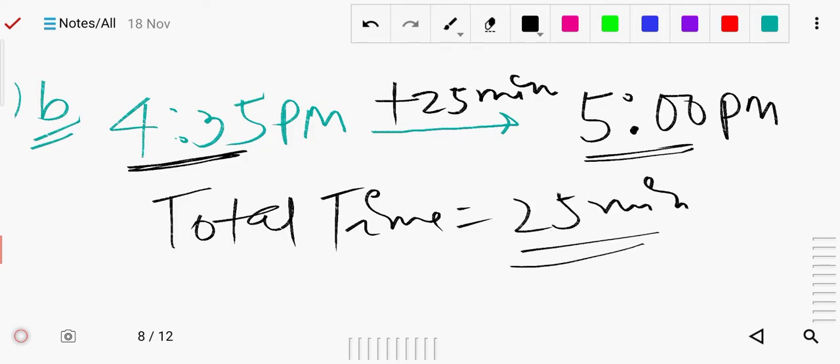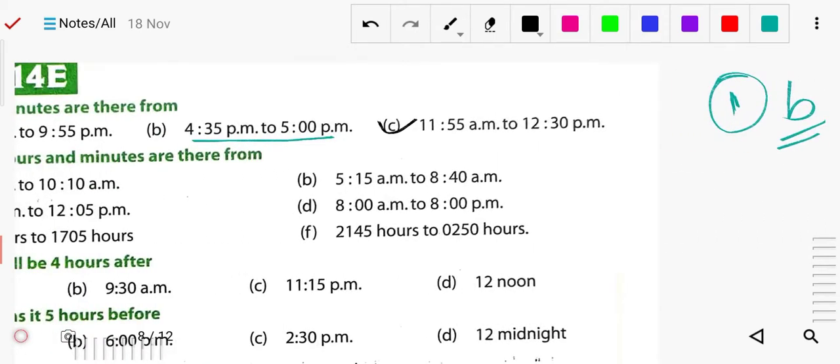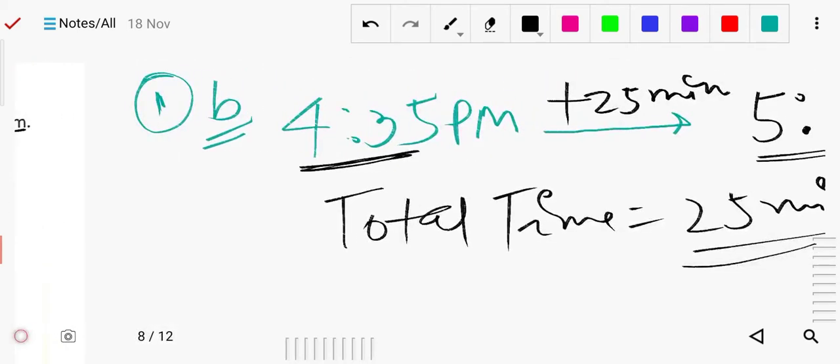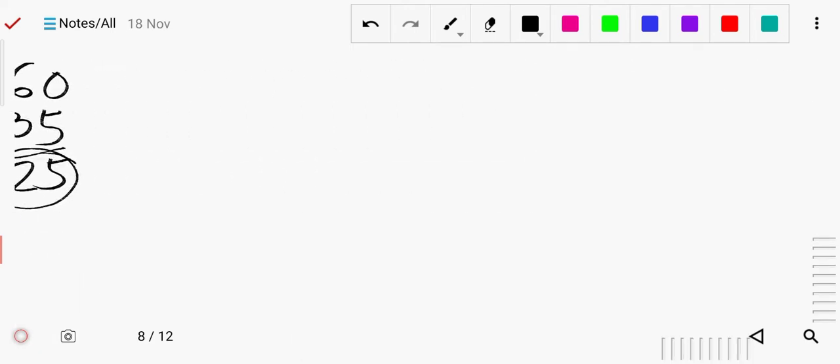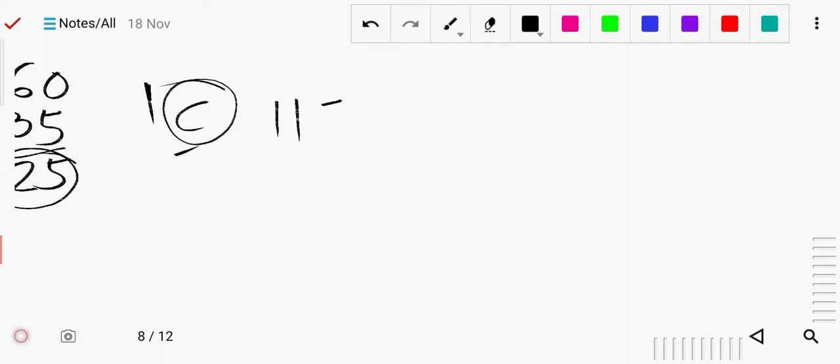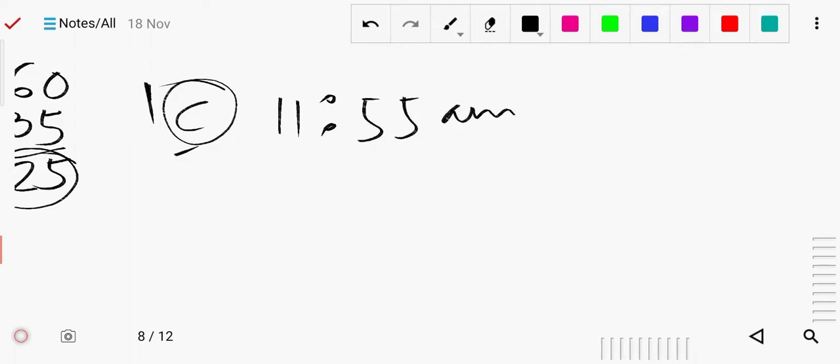So that's your answer. Now here is one more question: 11:55 a.m. to 12:30 p.m. How will you solve? Same process we will follow. So this is question number C, same question number 1. Time is given, 11:55, and it is a.m. Now we will try to make it a round number, meaning we will reach the nearest rounded number.